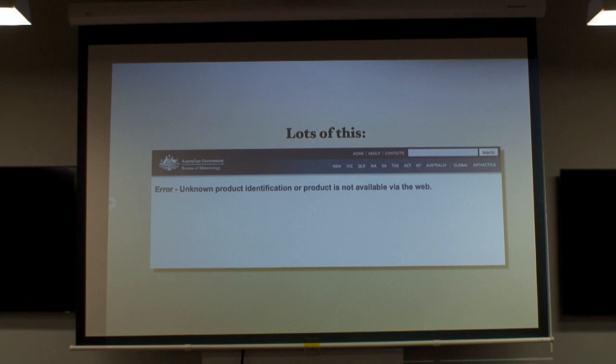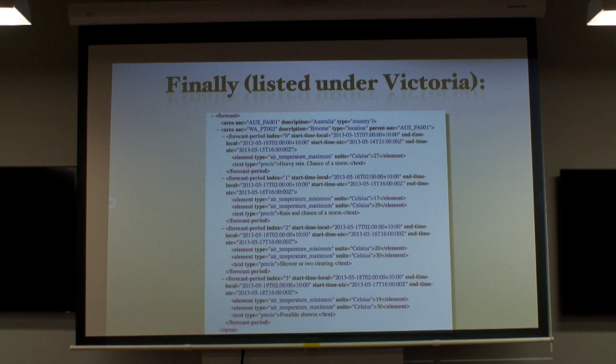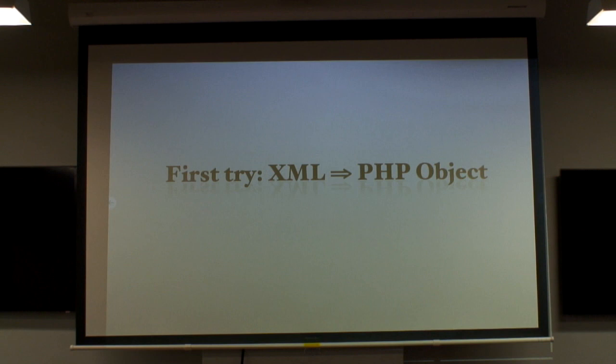So finally, listed under Victorian weather, I found this nice little feed. I don't know who creates it, but it's got a fairly simple feed. If you look up the top, it's got the whole of Australia, which is empty, and then it's got Broome, and it's got 3 days of Broome, and it's got nicely formatted elements. This is the good stuff. I breathed a sigh of relief when I got here. And it's got major cities: Brisbane, Perth, Adelaide, Hobart. It's also got Wollongong, Newcastle, Broome, all of those major regional cities. So my first approach, I thought I'll just grab the XML and turn it into a PHP object.